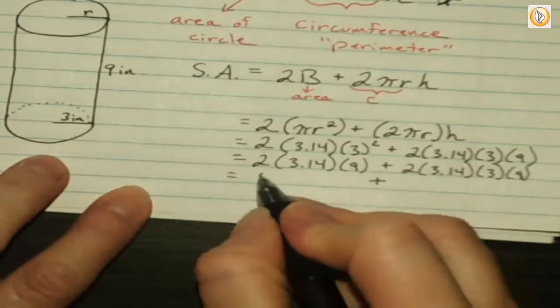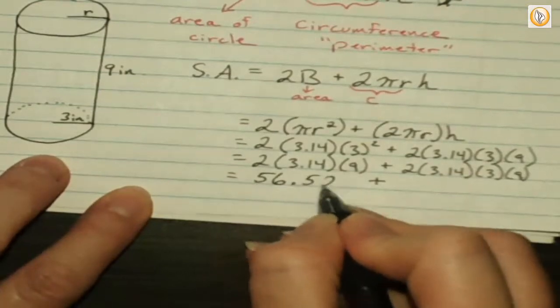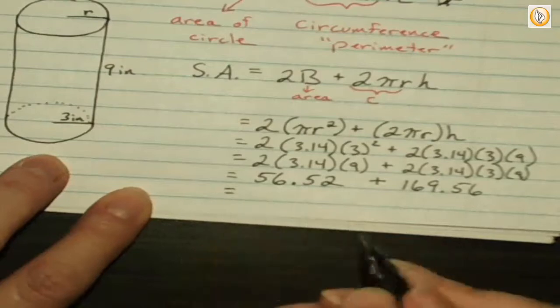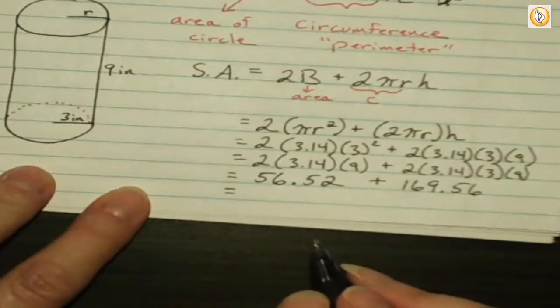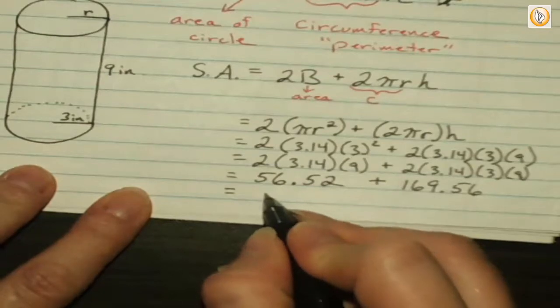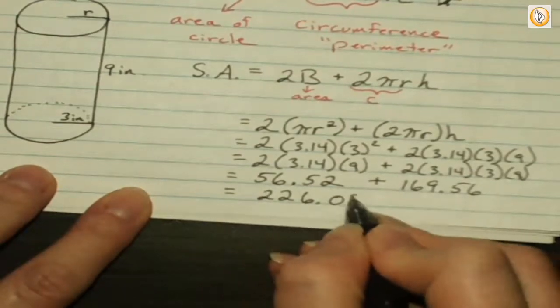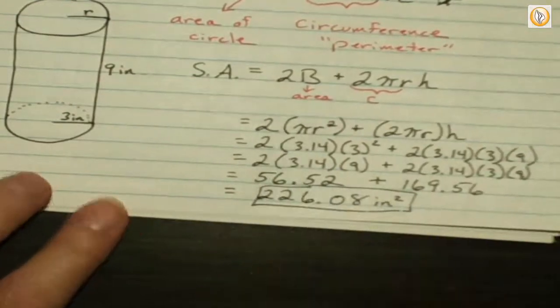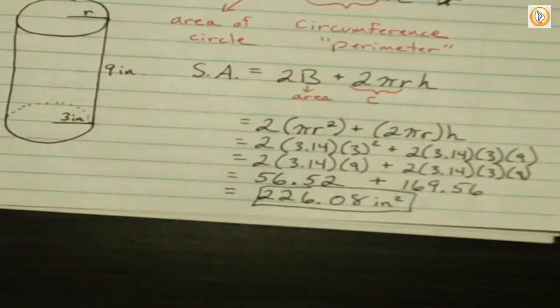So for this one, it's 56.52 plus 169.56. If you add them together, you'll get 226.08 inches squared. I'm glad you calculated that correctly, Taylor.